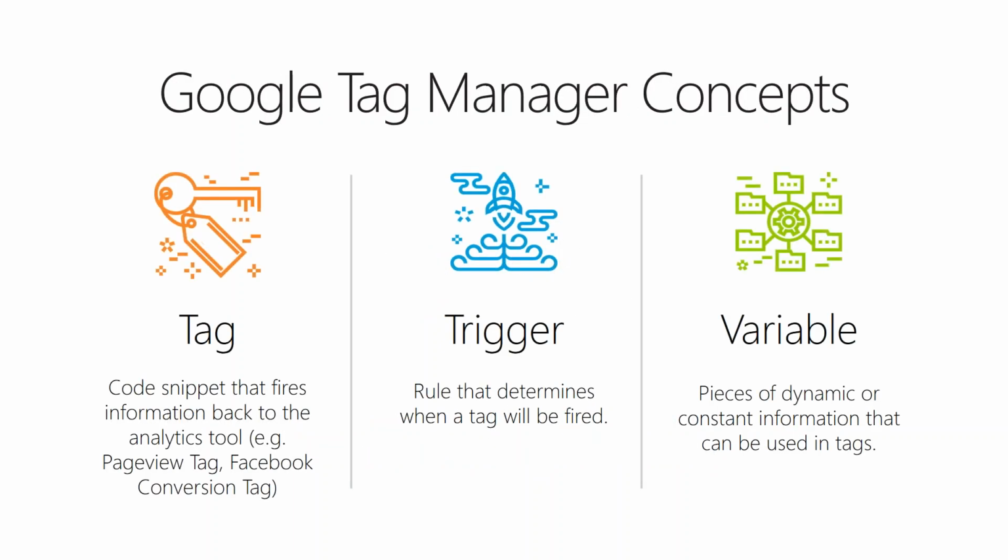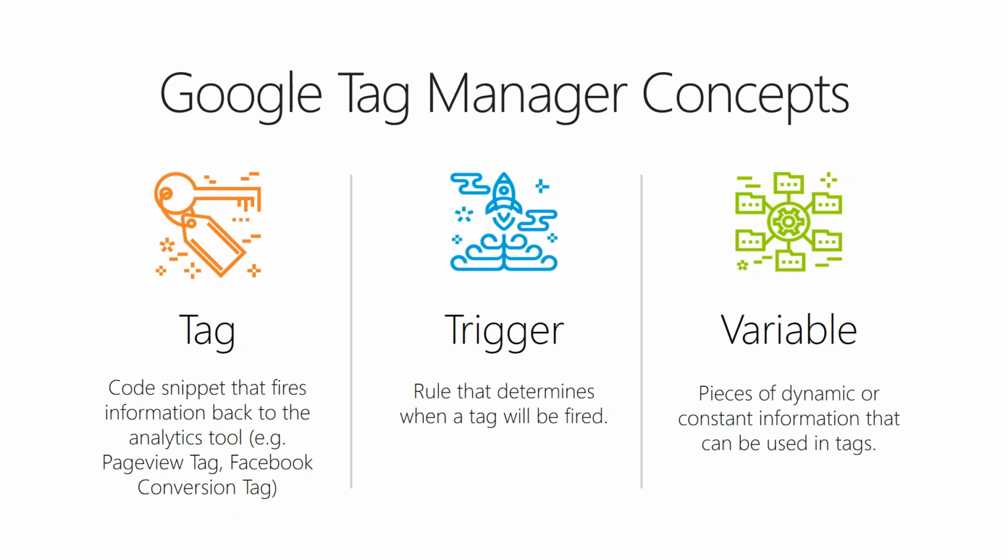So the first is tags. These are code snippets that fire information back to your analytics tool. Just like your Google Analytics JavaScript, if you're working with any media partners to implement Facebook campaigns or something like that, they will provide you a conversion tag. It's a little bit of script that ends up firing somewhere.